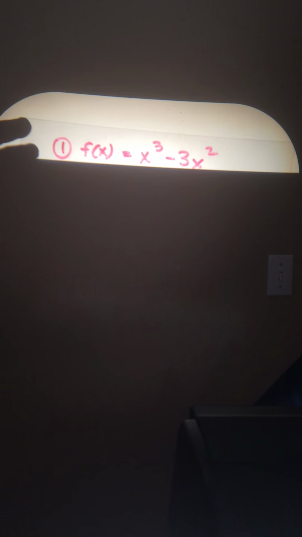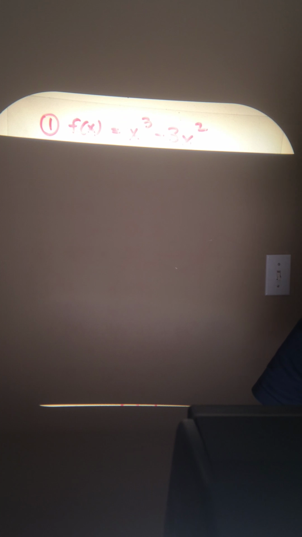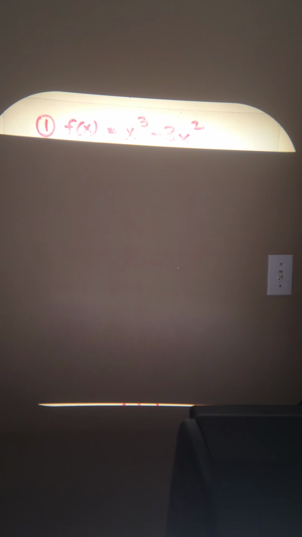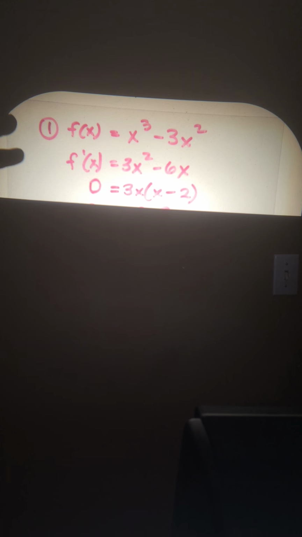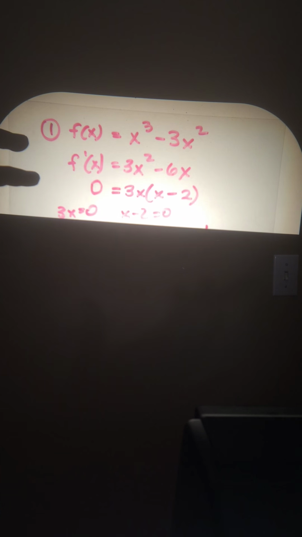Let's say we are given f of x equals x cubed minus 3x squared. First thing we're going to do is take the derivative. We want to know when the derivative is equal to 0 or if it does not exist. So f prime of x equals 3x squared minus 6x. Now we set this equal to 0. We can factor it out: 3x times x minus 2. Now we set both of these equal to 0, so we find that x equals 0 and x equals 2. These are our critical points. Now, we don't know if these are maxes or mins yet. We can learn how to do that later on in this video.